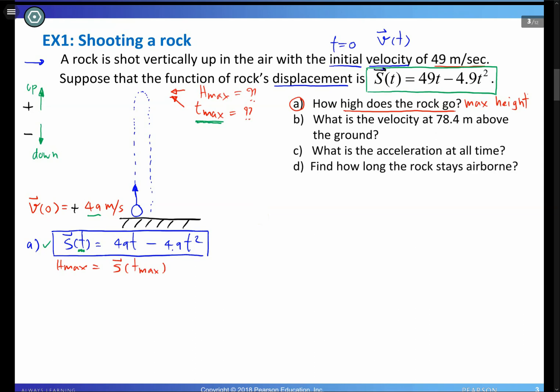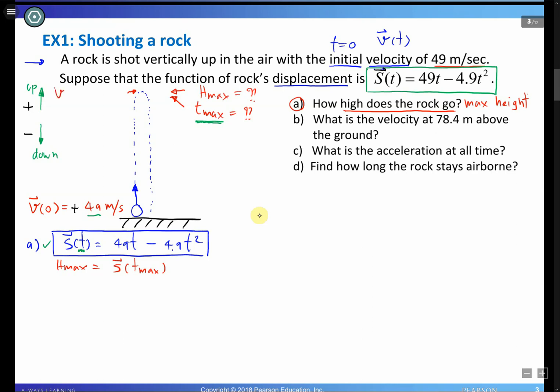However, there is one thing we know. If we shoot a rock straight up, it has to stop somewhere before it comes down, which means that at the top of the flight, the velocity has to be 0. So at this point, velocity has to be 0. This is what we know. So let's use that.